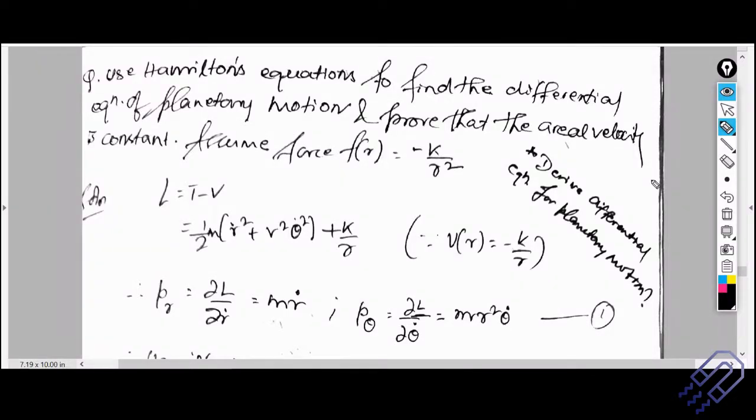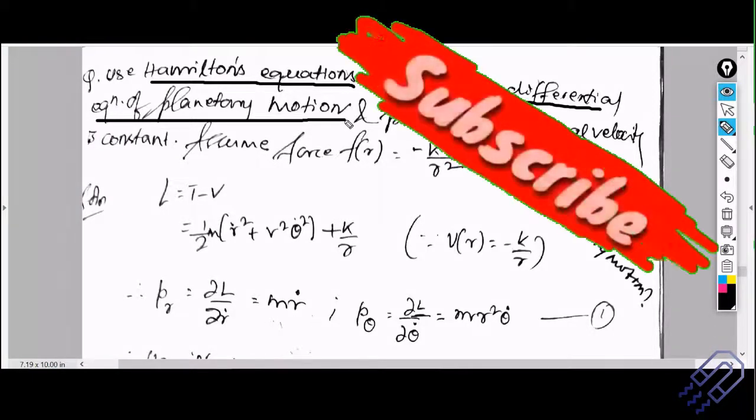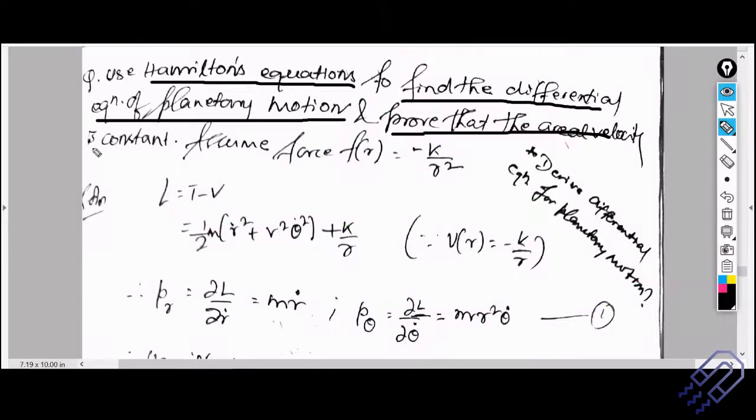These are all normal mathematical steps. Okay, so there are two parts to this question. One is a very straightforward question. The question is, use Hamilton's equation. So you have to use that relation of p_j dot, q_j dot and so on to find the differential equation of planetary motion. So we did see that the equation of a planetary motion will be in the form of an ellipse. Okay, so we do use that Hamilton's equation to find out that, and then what you have to do is prove that the areal velocity is constant. Okay, so if you remember the rate of change of area, that is the areal velocity, right? So that is constant. That is something which we need to prove here.